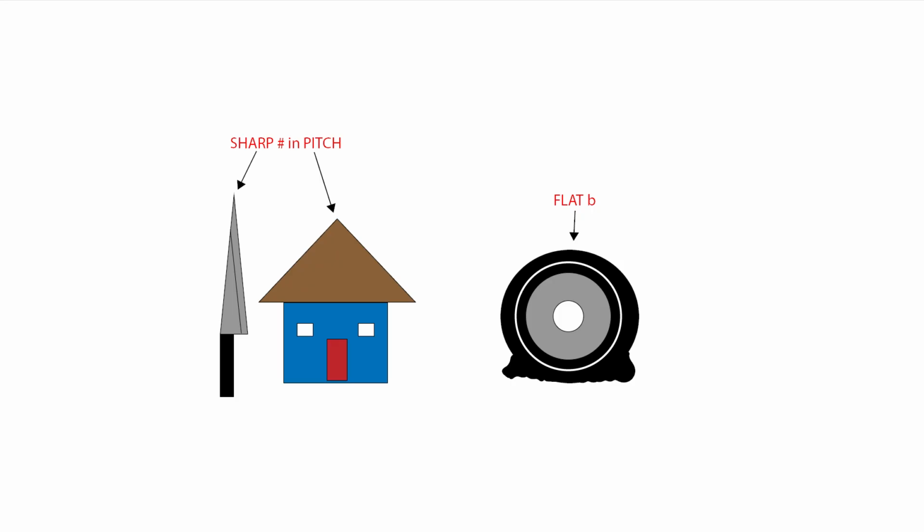And then for flat, I like to think, since you're going lower with flat, you're going lower in pitch. I think like flat like a tire. The note's going flat like a tire. You're going down in pitch. You're going flat in pitch. So that's kind of just an easy visual tool to use to think about some of this stuff.